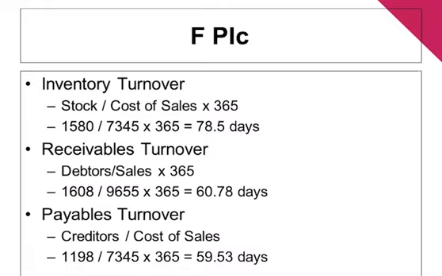So let's move on and have a look at receivables. Receivables is the same, a mixture: you need to get your debtors number from your statement of financial position, and then go to your income statement and find the sales number. You divide your debtors by your sales times 365, and that gives you 60.78 days. What that means is it gets close to 61 days before you receive your cash from your debtors.